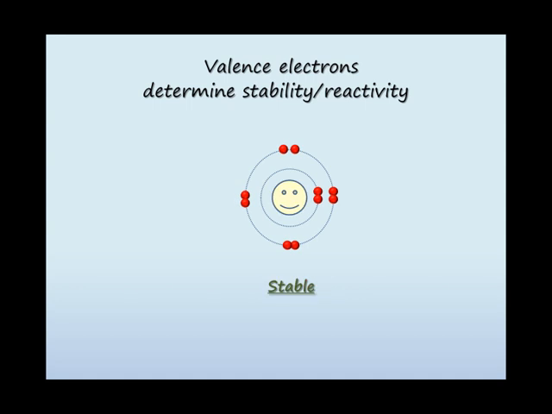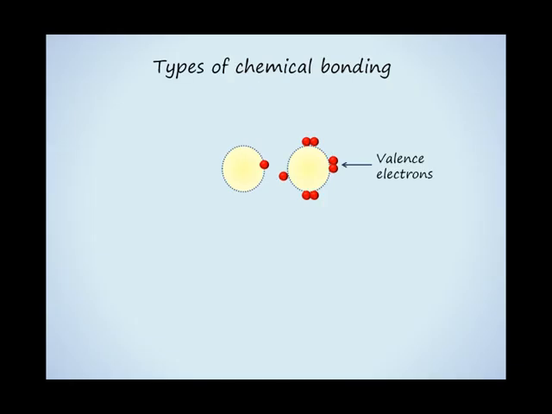Not that atoms have emotions, but if they did, they would want a full outermost orbital so they would be stable. And that desire, so to speak, to be stable is what leads them to react with other atoms. Atoms react with other atoms to try to become stable, and this is the basis of chemical bonding. Let's look at a couple of ways that they do this. Here we see two unstable atoms. Neither has a full outermost orbital.